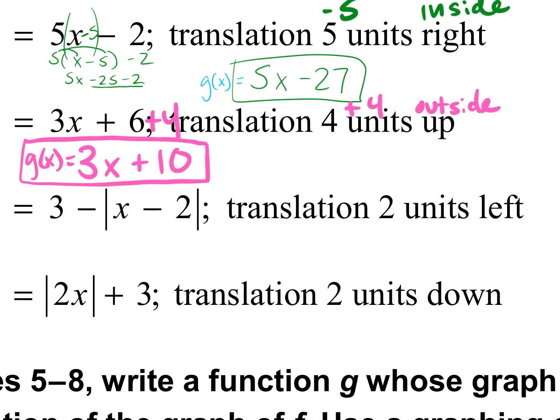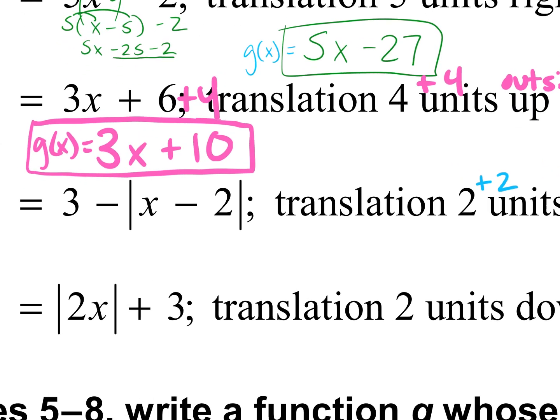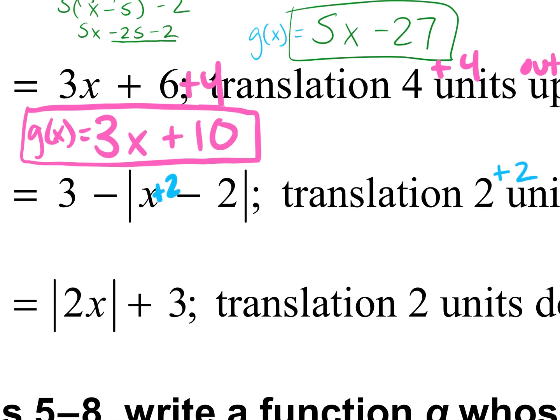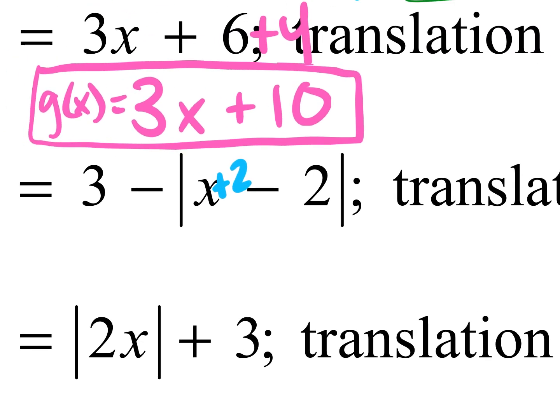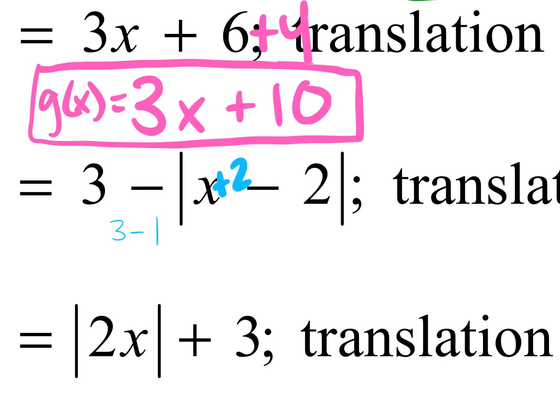Does left happen inside or outside? Inside. Are we adding or subtracting? Adding 2 to the inside. So we add 2 directly to the x. So plus 2 directly to the x. So let's write it out. We have 3 minus the absolute value of x plus 2 minus 2.